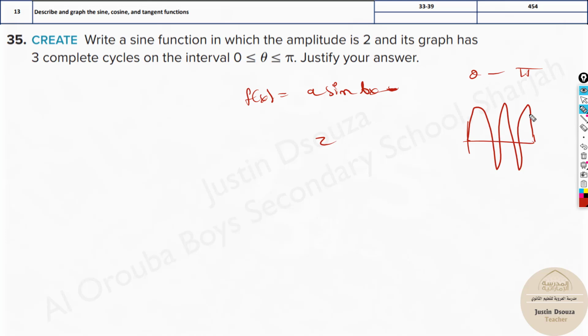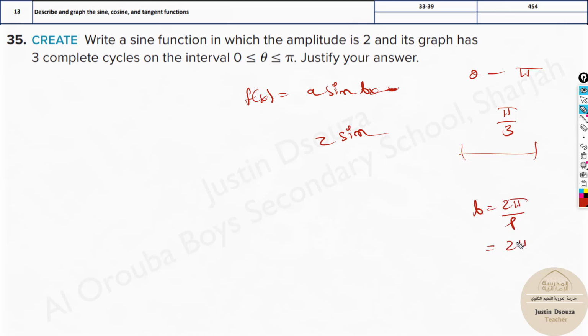Now that is a very bad drawing, but you don't need to draw that. We can understand the period is pi divided by 3, because pi is the total length and in that there are 3 complete cycles happening. So it's pi by 3. Now we know the period. What about the b? b is equal to 2 pi by period. So 2 pi by pi by 3, this cancels, and this goes up. It will be 6, 2 times 3, or we just put it in the calculator and get 6. So it's 6x, and that's the answer.